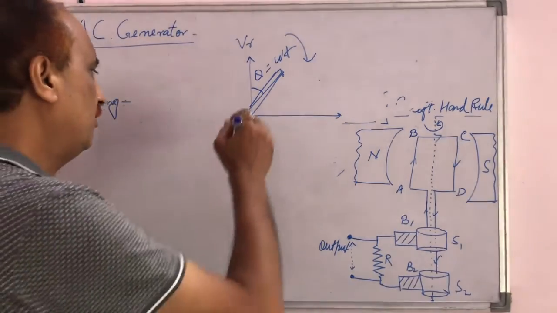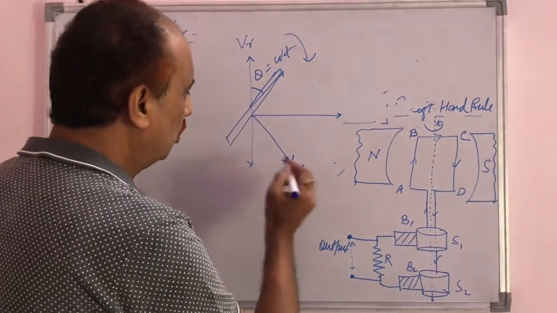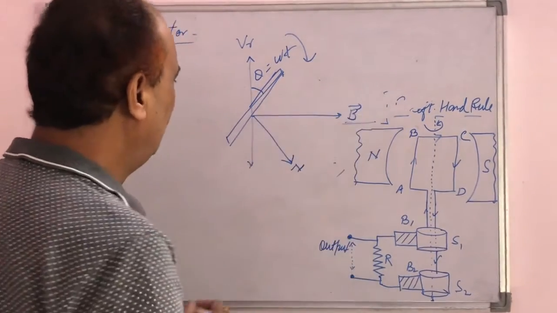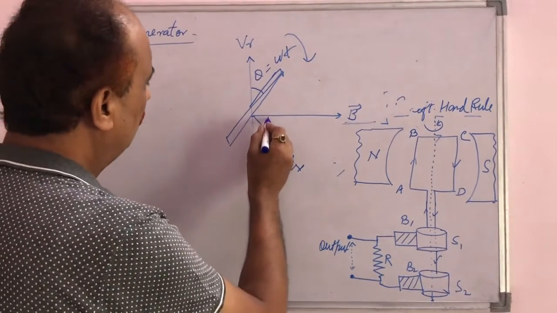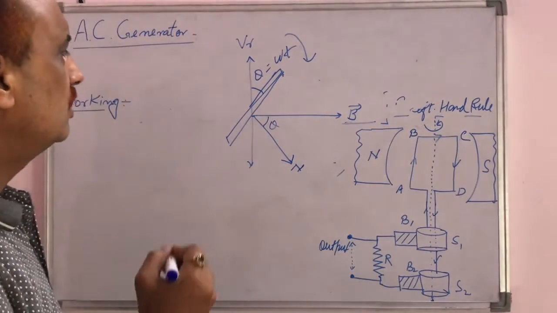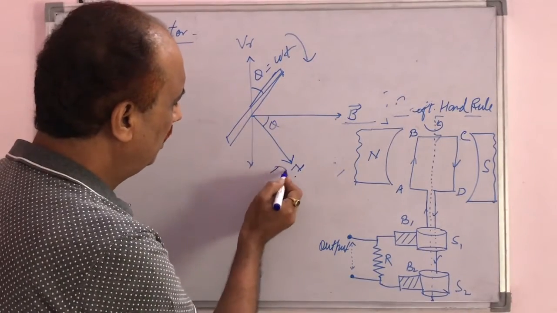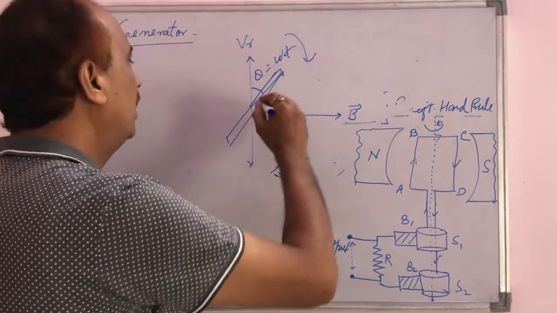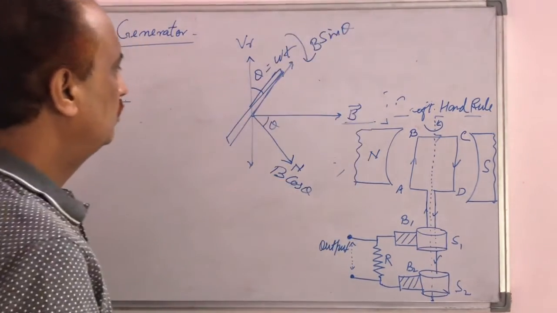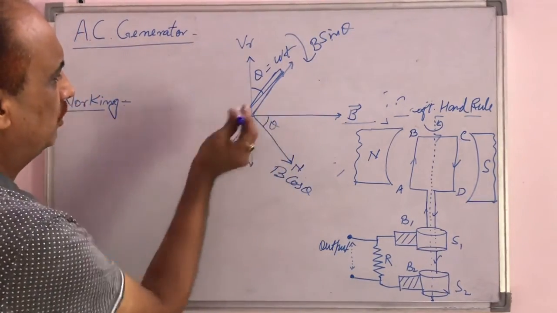When we draw a normal on the plane of the coil, the normal makes an angle with the direction of the magnetic field. This theta will be equal to this theta. Now we have to write the components of the magnetic field. The component of the magnetic field normal to the plane of the coil is B cos theta, and in the other direction it is B sin theta. So these are the two conditions, B sin theta and B cos theta.